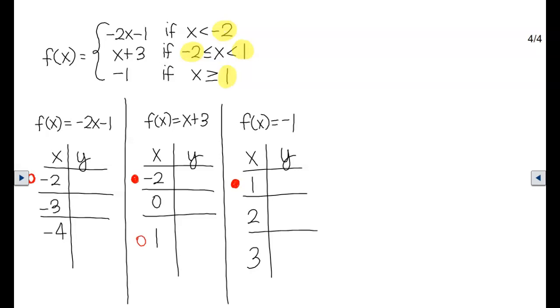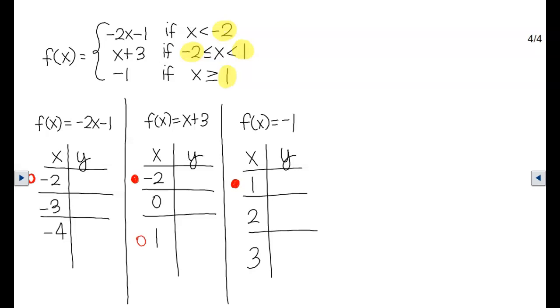So notice, when I made each of my 3 tables, I took these specific numbers from the domains and made sure they were in that particular table. I have to decide if they're open or closed circles, and then I pick my other x's based on what these things say about x. Hopefully that's all making sense. If not, you're going to let me know. All right, so here we go.